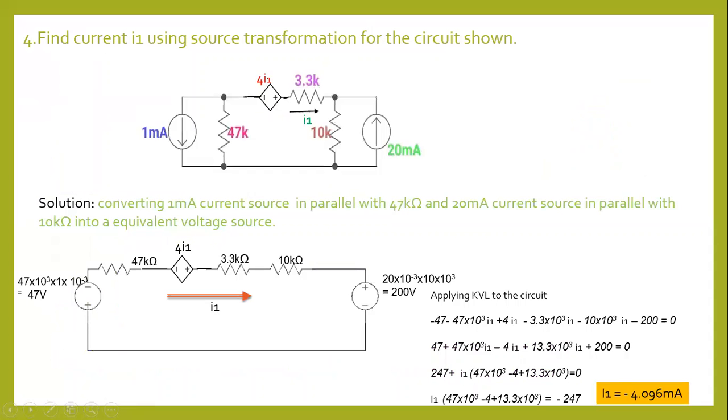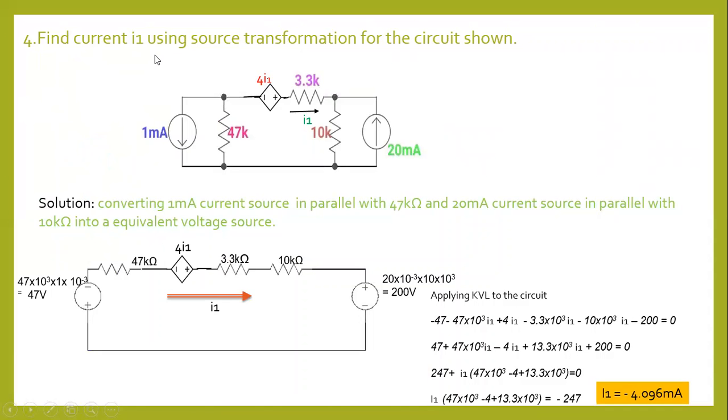Moving towards the next slide, this is the fourth problem. In all the previous three problems, all were independent source problems. In this problem, you can see a dependent source. Dependent sources are those sources which depend on the current of any branch or the voltage across any node.